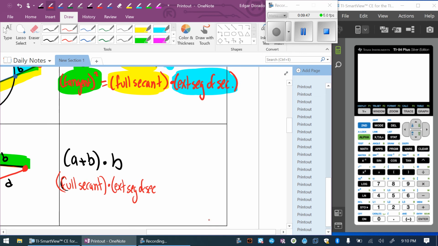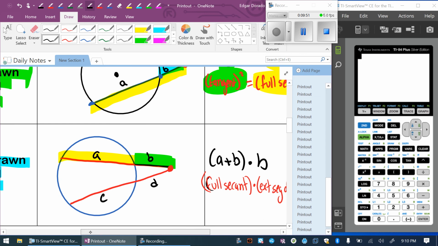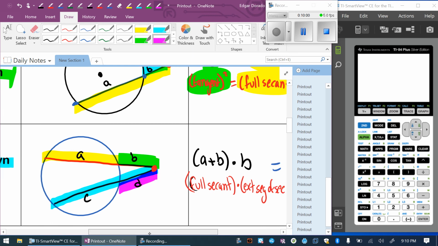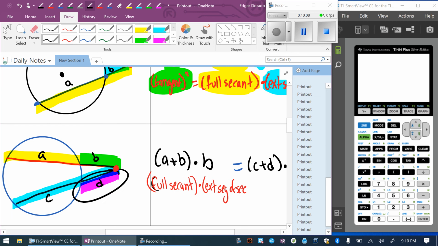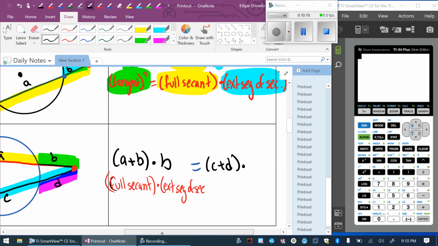And that's actually going to be equal to, well, very similarly, because the second one is also a secant, guys. This is also a full secant times the external portion of the secant. So the full secant will be C plus D times the external portion of that secant, which was just part D. Okay?